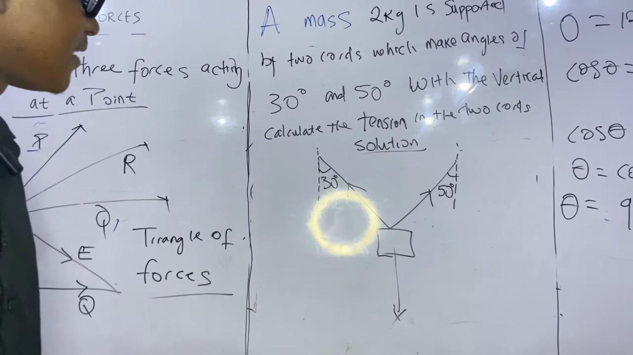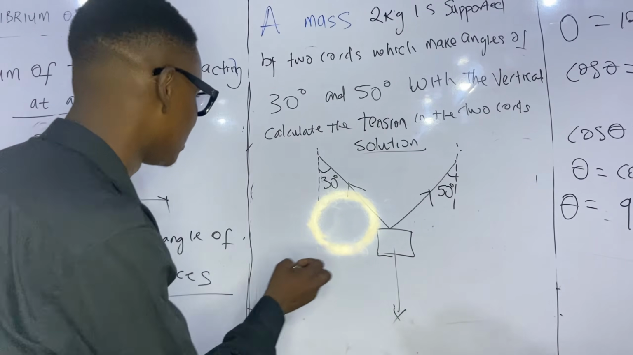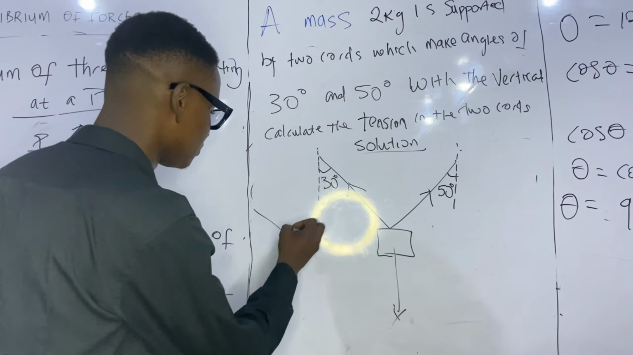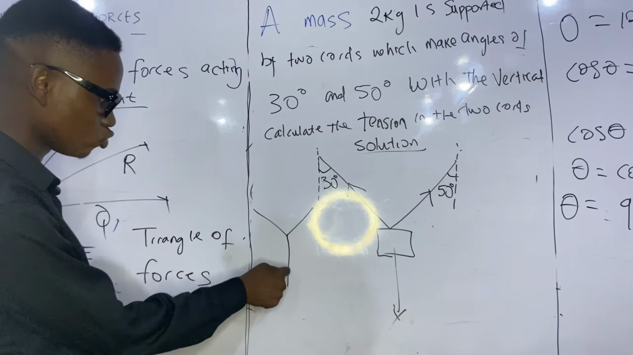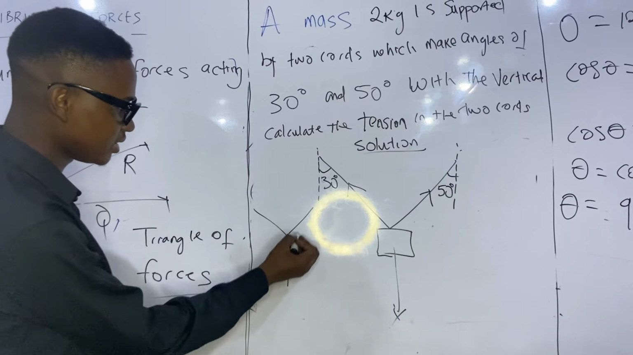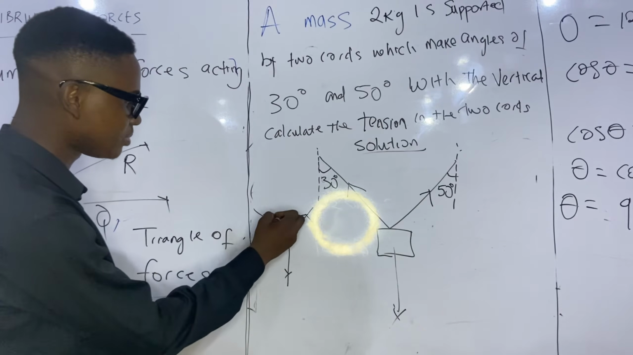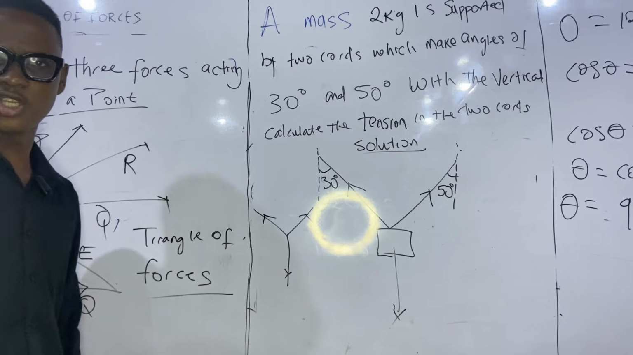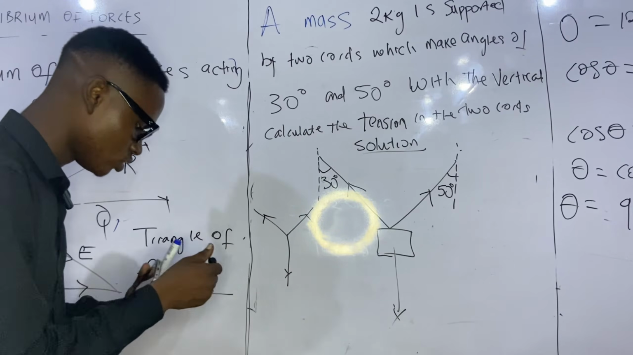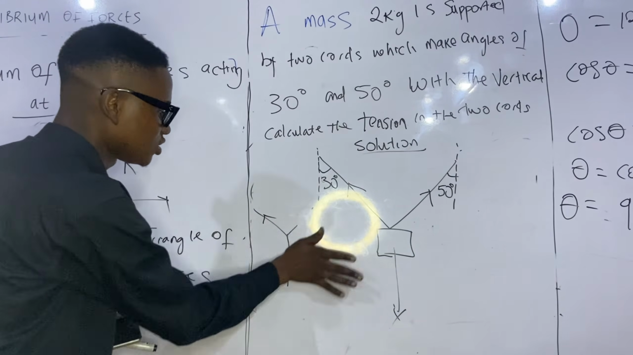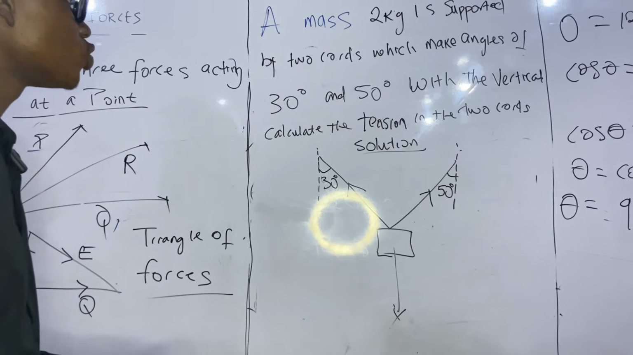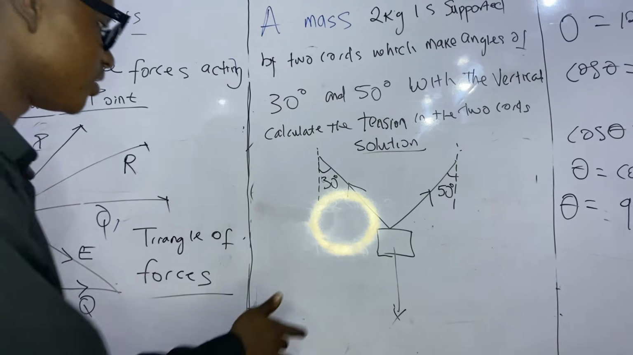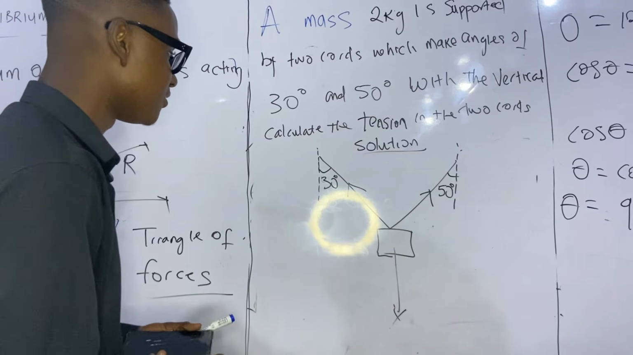Now we can see that we have something like this. Let me just draw it here. This one that is going down like this is an equilibrant of these two. Do you understand? It's an equilibrant of these two. But let's continue. So now we have 3 forces here.